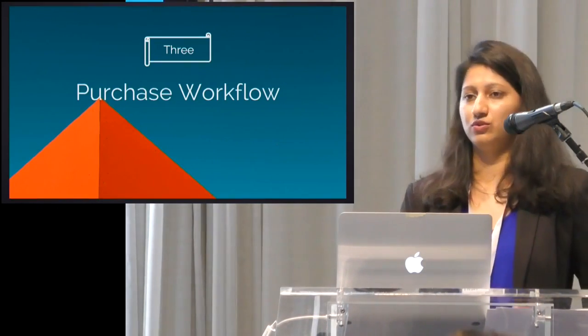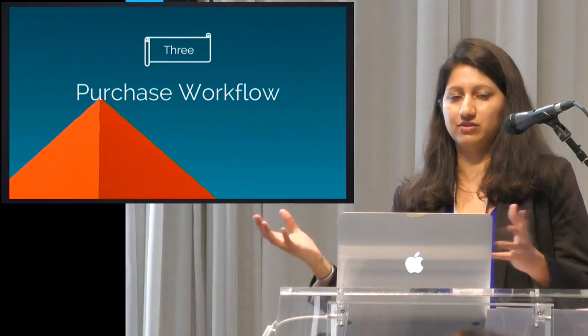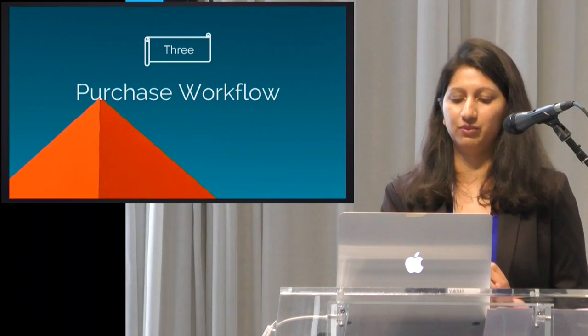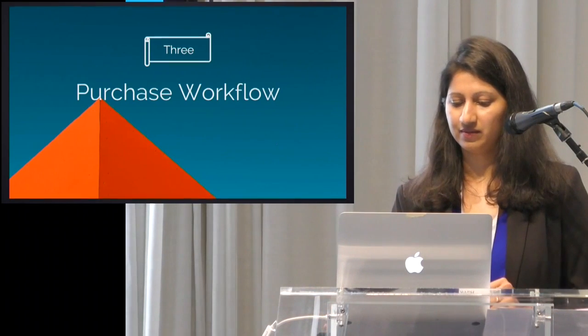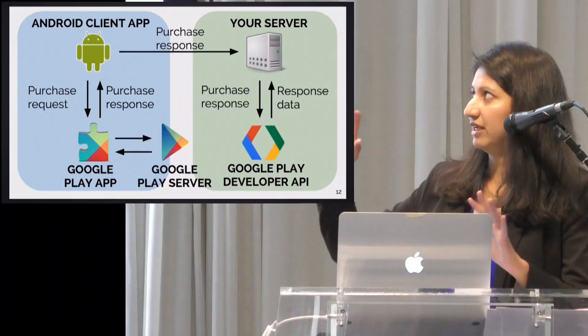So this brings us to the purchase workflow. What does this look like? So now we have an idea of what revenue models to use, what the products are, but how do you start implementing this? So this is the entire workflow.